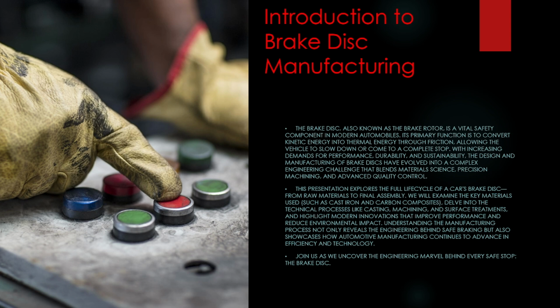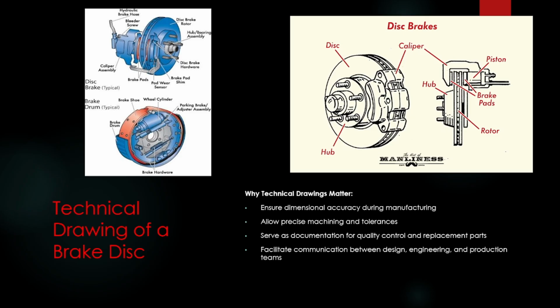We will examine the key materials used, such as cast iron and carbon composites, delve into the technical processes like casting, machining, and surface treatments, and highlight modern innovations that improve performance and reduce environmental impact. Understanding the manufacturing process not only reveals the engineering behind safe braking, but also showcases how automotive manufacturing continues to advance in efficiency and technology. Join us as we uncover the engineering marvel behind every safe stop, the brake disc.